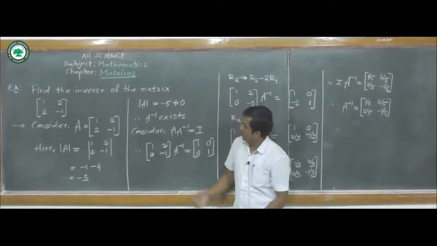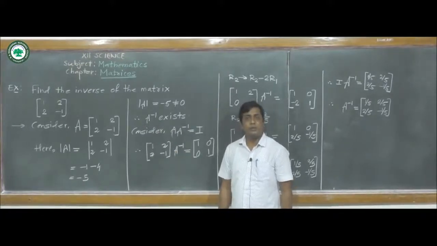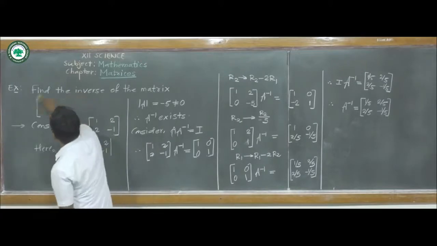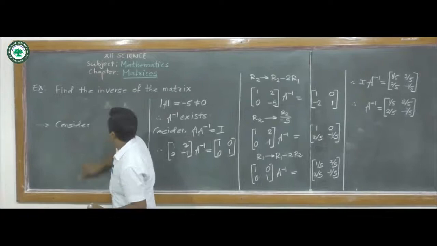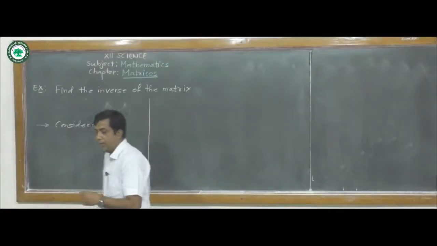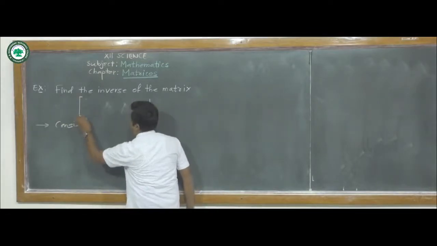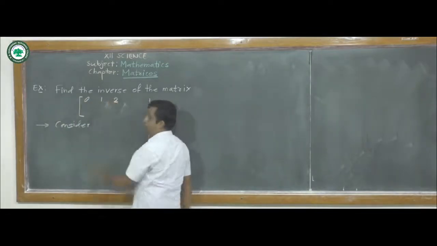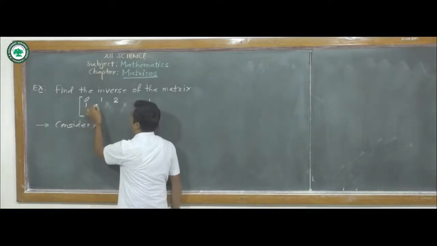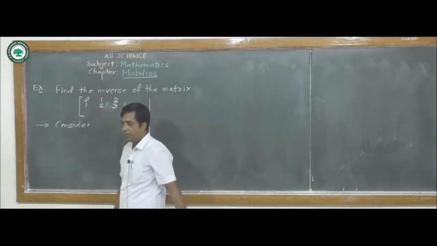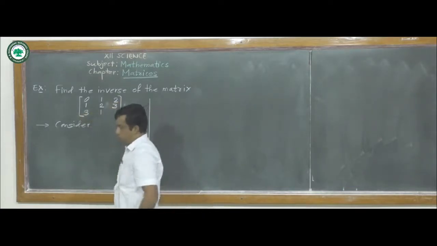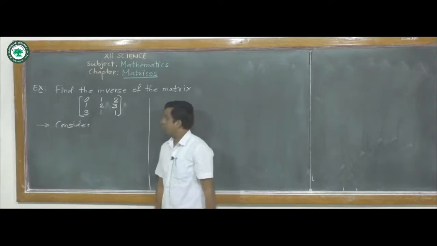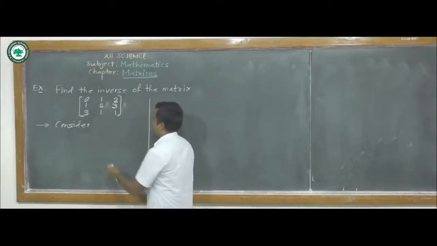Okay, so very simple example. Let's go with the second example. Here again we have to find the inverse. The given matrix has elements in the first row 0 1 2, in the second row 1 2 3, and in the third row 3 1 1. Now we consider the given matrix as A.